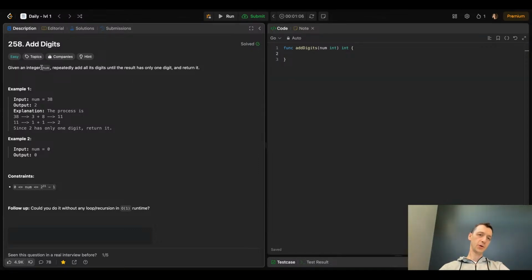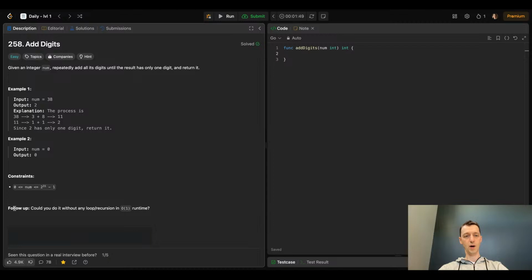Given an integer num, repeatedly add all its digits until the result has only one digit and return it. For example, number 38 has digits 3 and 8. If we add these digits, it will be 11. Then 11 has 2 digits, 1 and 1. If we add 1 and 1, it will be 2. Since 2 has only one digit, return it. That's the problem.